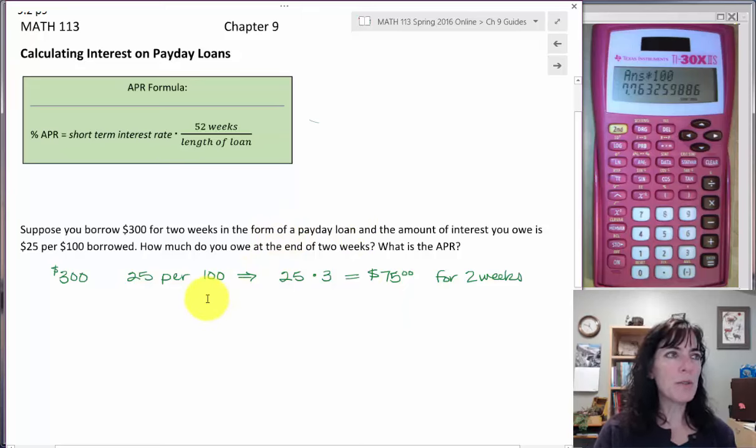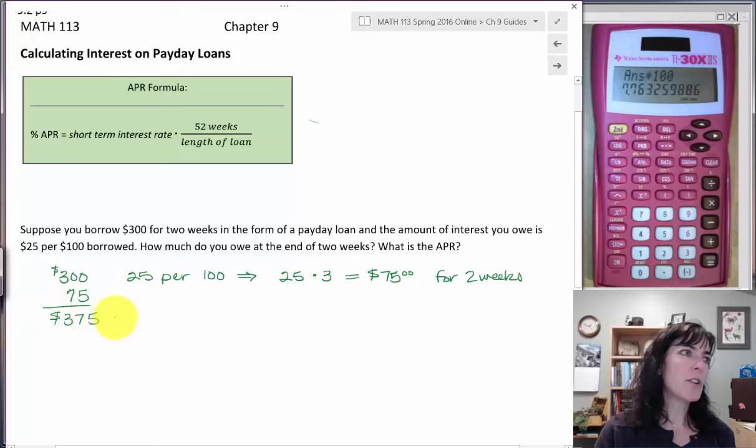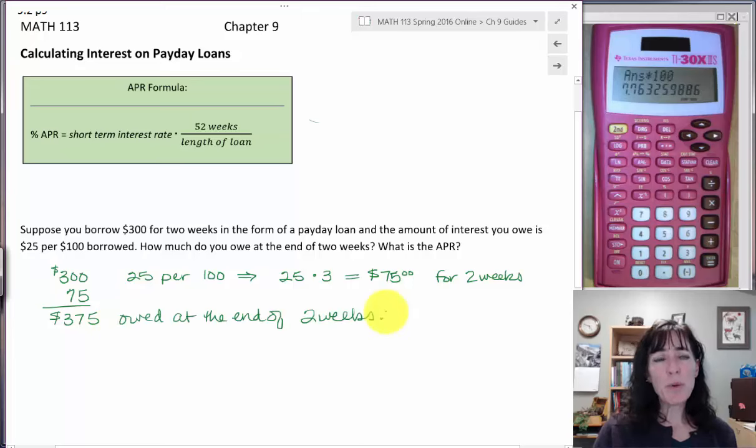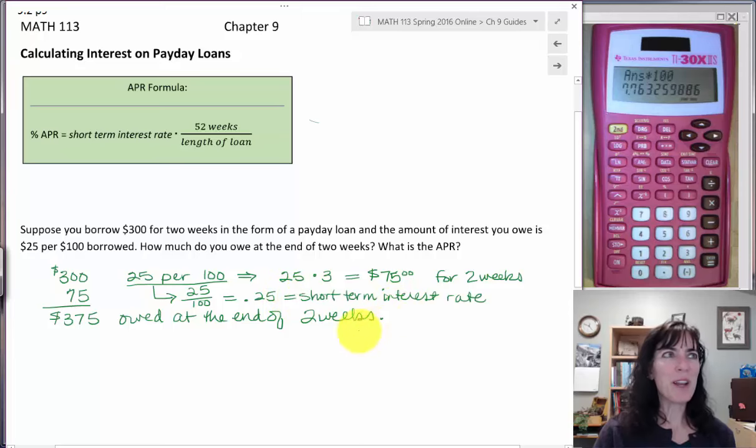So how much do you owe at the end of 2 weeks? So that'll be the $300 that you borrowed plus the $75, so that'll be $375 owed. And then we're wondering what the APR is. If we have 25 per 100, this is going to give us our short-term interest rate. So it's 25 per 100 is 0.25. That's going to be our short-term interest rate. And so we need that. That's going to be this value. And then we have 52. And then the length of the loan, that was 2 weeks.